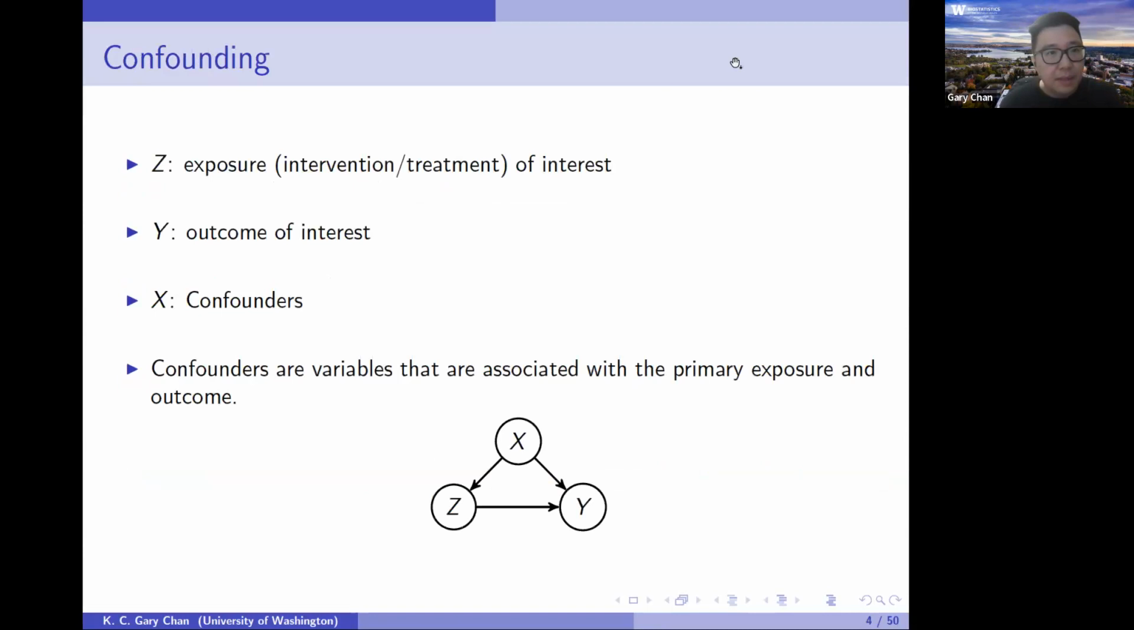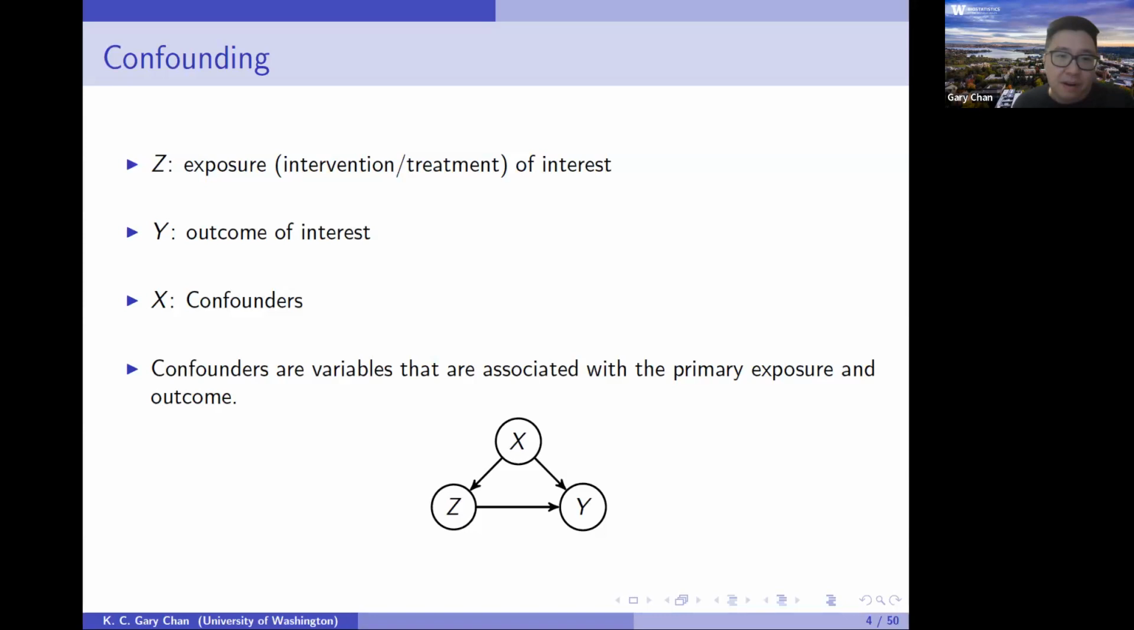But I just want to recap some of the big picture ideas that we discussed last time on confounding. So suppose we have exposure, which we denote here as Z: exposure, intervention, or treatment of interest. In this course, I would mostly use a binary exposure, yes or no, whether you're assigned to a certain intervention or not, whether you're exposed to a risk factor or not. And you have an outcome of interest.